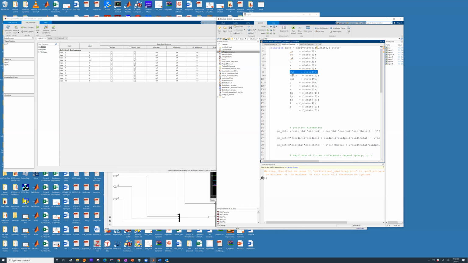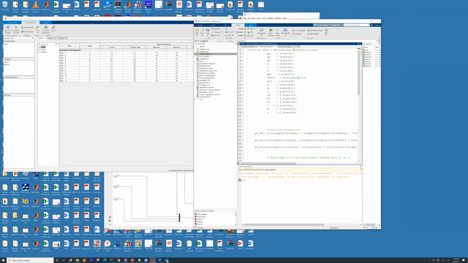Oh, sorry, pitch angle is theta. My bad. Pitch angle is theta, which is state 8. This is phi, this is roll, this is pitch. So this is the pitch angle. This is the pitch angle. So which means my flight path angle, it's not state 9, Borna, it's state 8.